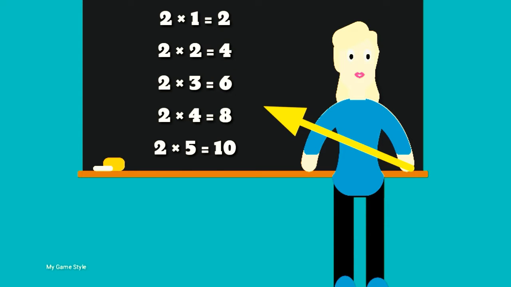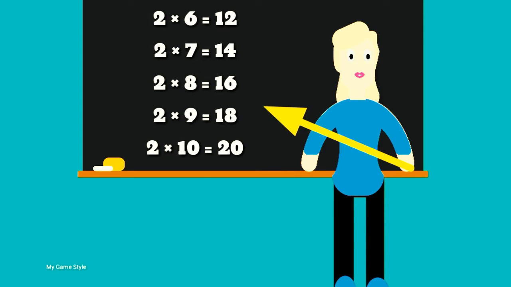Two ones are two, two twos are four, two threes are six, two fours are eight, two fives are 10, two sixes are 12, two sevens are 14, two eights are 16, two nines are 18, two tens are 20.